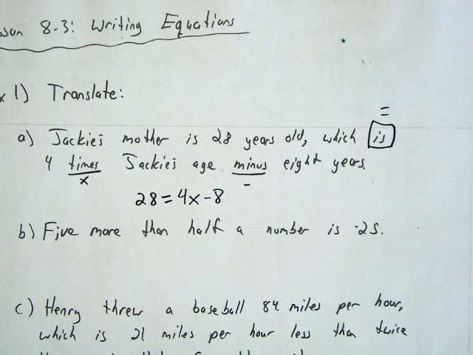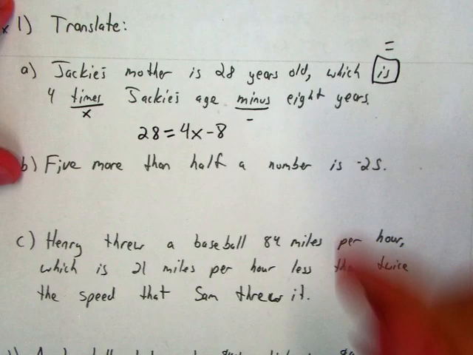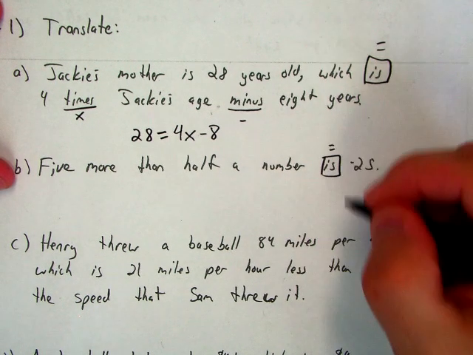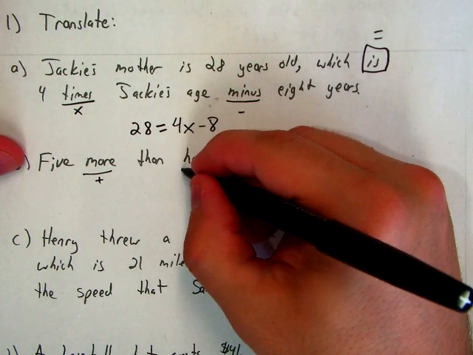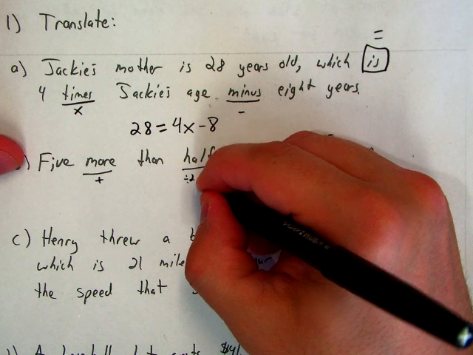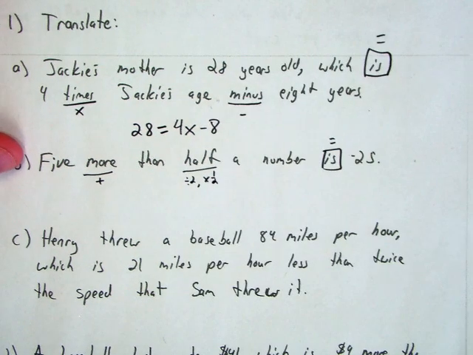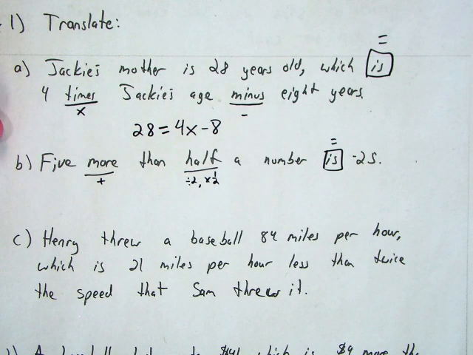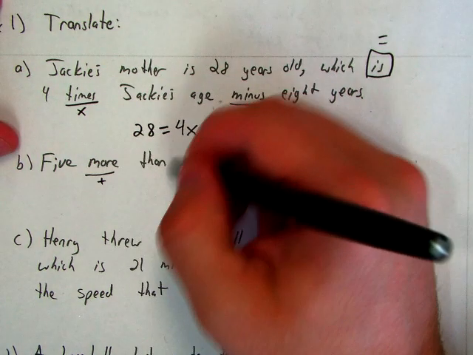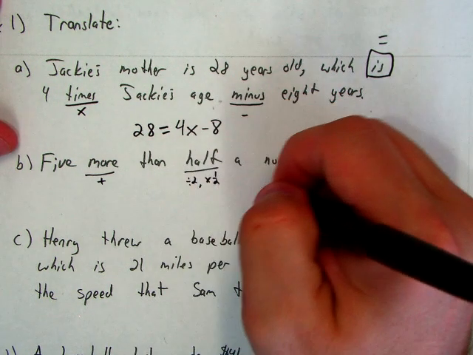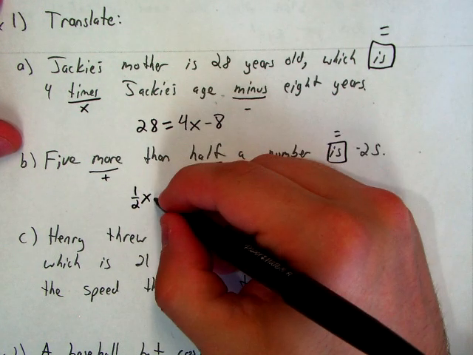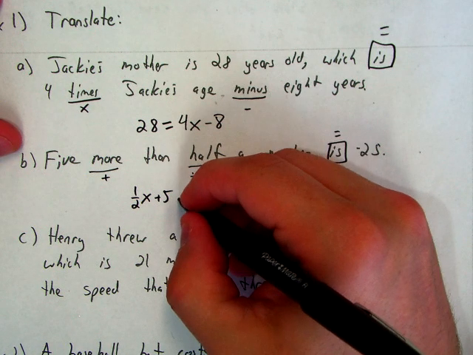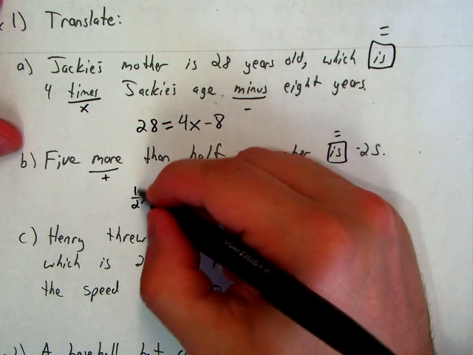Letter B, 5 more than half a number is negative 25. Here's that is word again. That means equals. 5 more means to add. Half either means to divide by 2 or multiply by 1/2. Now, we always try to put the multiplication first because it says 5 more than this. So this is what I start with. So I have half of an x, or my number. 5 more than that is you add 5, and that is negative 25.